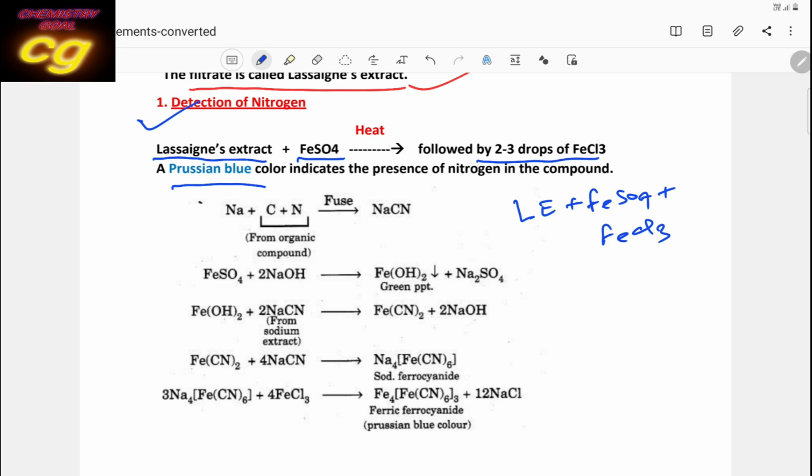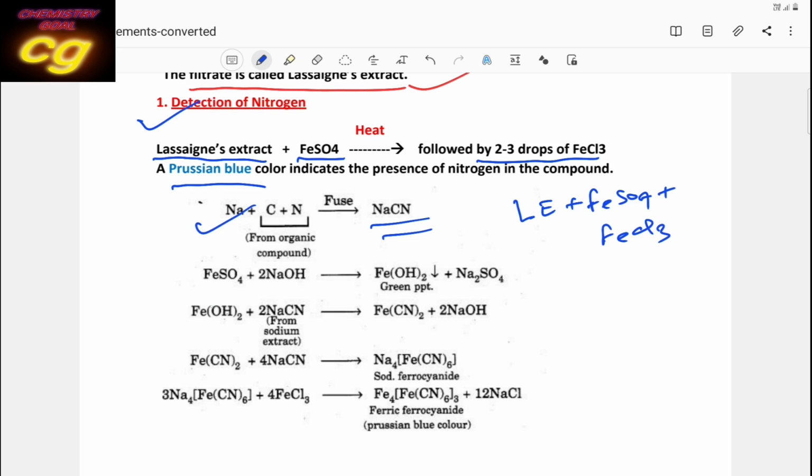So sodium metal, carbon and nitrogen both will combine and undergo a fusion reaction forming sodium cyanide. In the first step, sodium metal reacts with the carbon and nitrogen of the organic compound forming sodium cyanide. This sodium cyanide is water soluble and is present in the Lassaigne's extract.